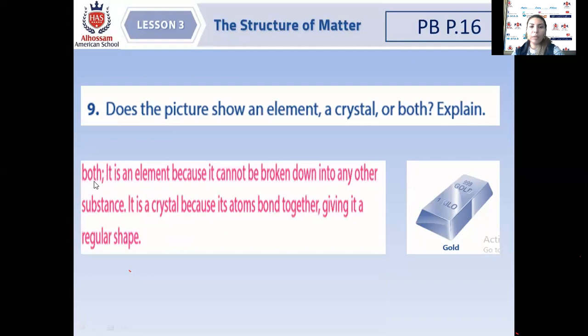So it will be both. It's an element because it cannot be broken down into any other substance. So here you should write the meaning of element: it cannot be broken down into any other substance. And it's a crystal because its atoms bond together, giving it a regular shape, a regular pattern. So you can write it in your book.